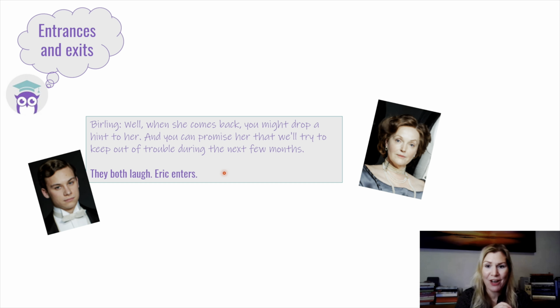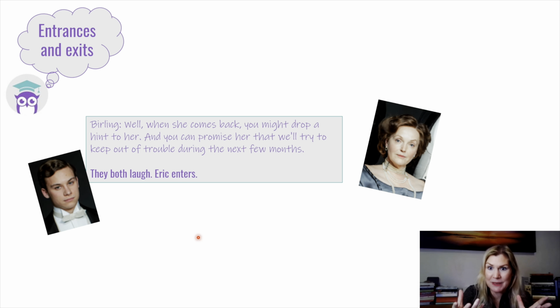where Birling and Gerald are having a conversation about what his mother would think of things. And Birling says, "Well, when she comes back, you might drop a hint to her." This is about him becoming a knight. "And you can promise her that we'll try to keep out of trouble during the next few months." At that moment, guess who walks in? Eric.